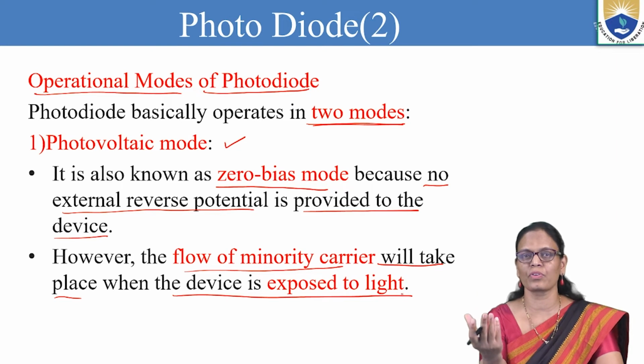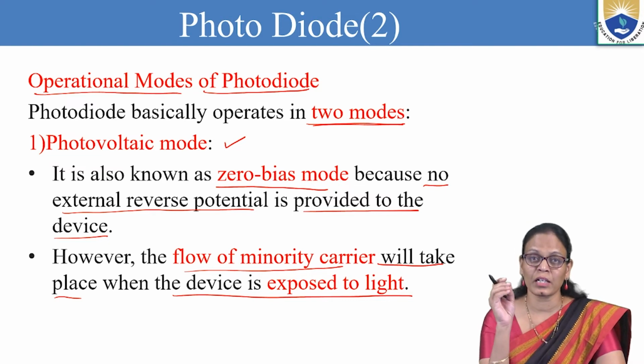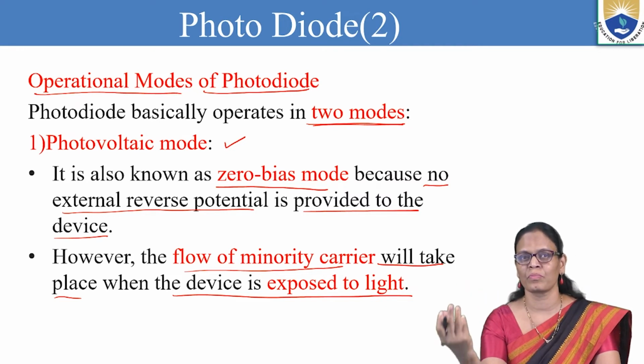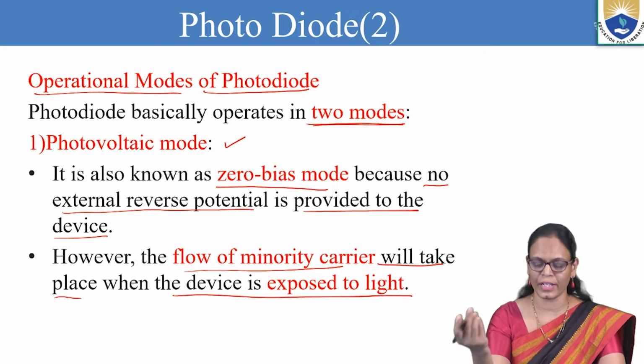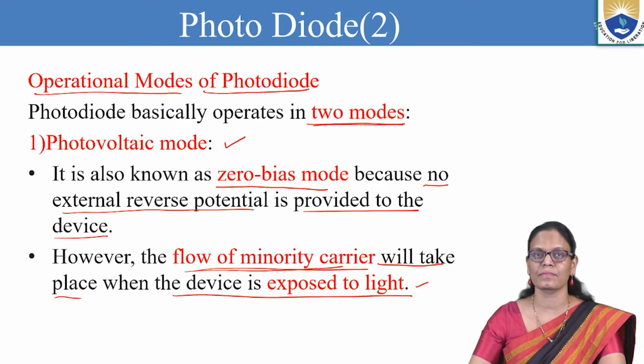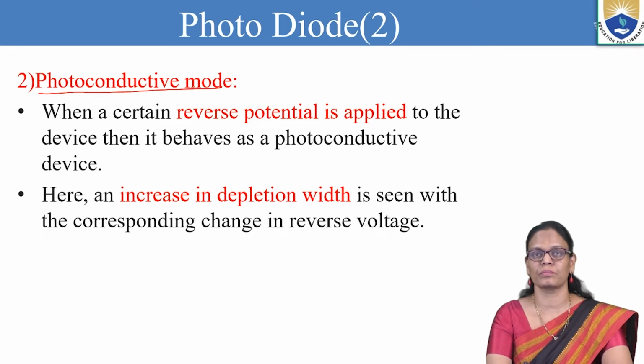So we take a photodiode, connect it in such a way that light falls on the junction, and without connecting any external supply, you get current due to the minority carriers. So when it is exposed to light, we get current due to the minority carriers. The next one is the photoconductive mode.